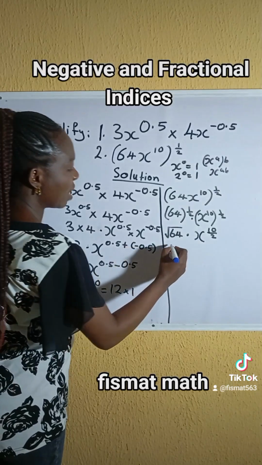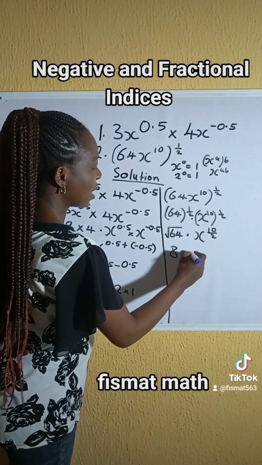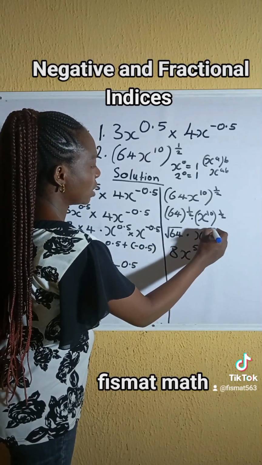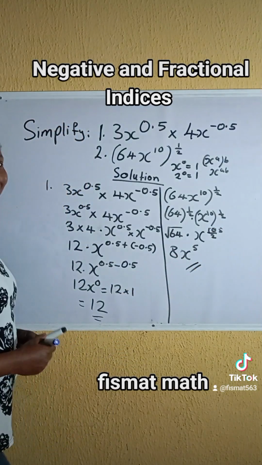So what do we have here? This is 8, the square root of 64. And what do we have here? This is x raised to the power 5, because 2 in 10, you have 5. So this is going to be the final answer for the second question.